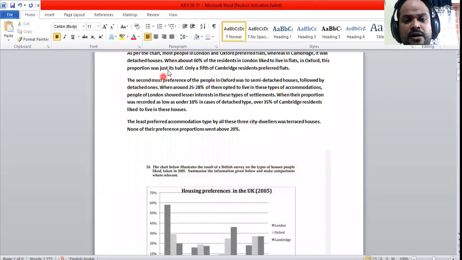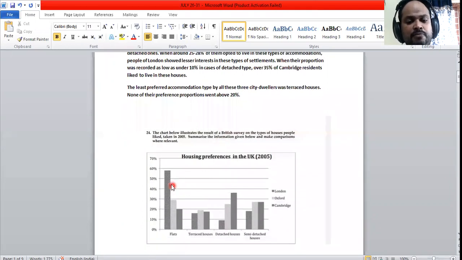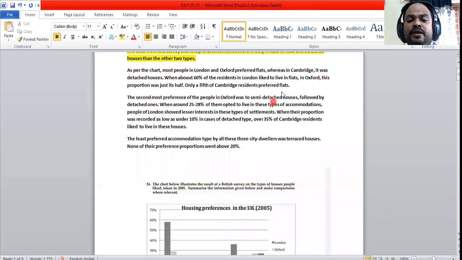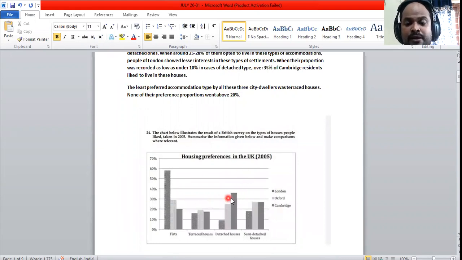As for the chart, most people in London and Oxford preferred flats. In Oxford, most people preferred flats. In London, most people preferred flats. Whereas in Cambridge, it was detached houses.